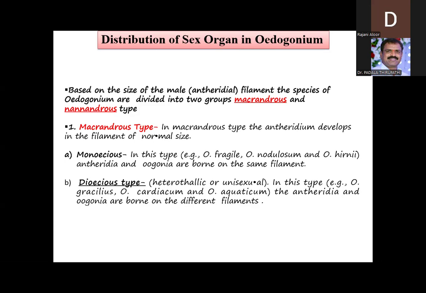Here, the first one is the Macandrous species. You can observe here antheridia are produced on normal size plants. You can't observe any difference. Here antheridia are produced on normal size plants. Macandrous species may be monoecious or dioecious.